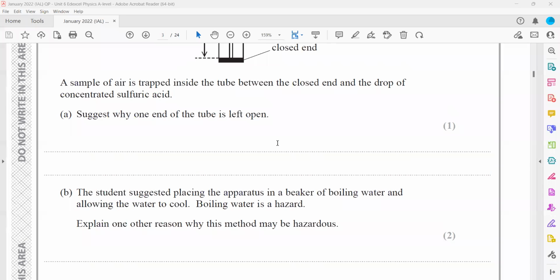So when we are investigating the relation between volume and temperature, or length and temperature, the pressure should be constant. That's why it is open, so that the pressure does not change. Students suggest placing the apparatus in a beaker of boiling water and allowing the water to cool down. The boiling water is a hazard. Explain one other reason why this method can be hazardous.